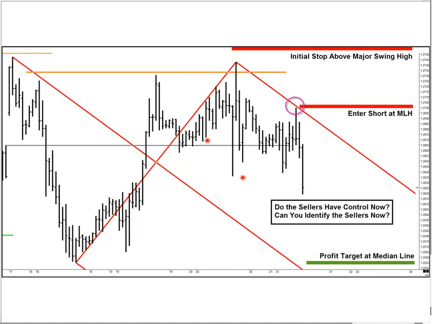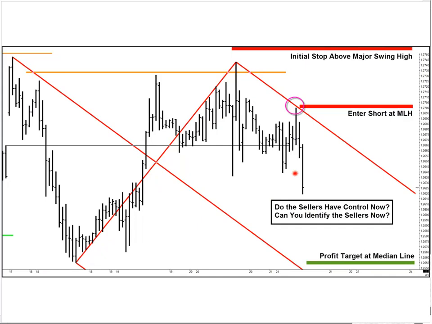Yes, the buyers, they sold to buy. The buyers were able to make some money, but they've stepped out of the way at this point. Maybe they became sellers. But the sellers won this battle, and they're in control. That is the key.